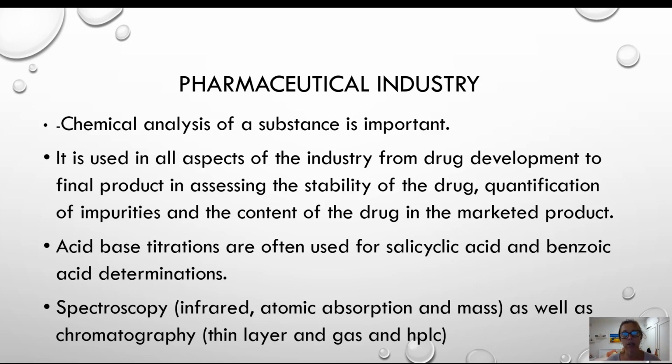Again, another way that we can measure those is through spectroscopy. So there's a variety and number of types: infrared, atomic absorption, and mass spec. And we're going to again look at those in our module 8. But we also have chromatography as another technique, and there are actually three types: thin layer, gas chromatography, and HPLC. We can look up what they are a bit later.